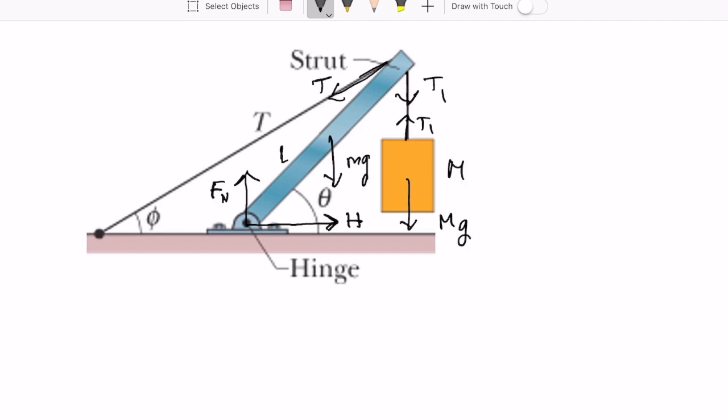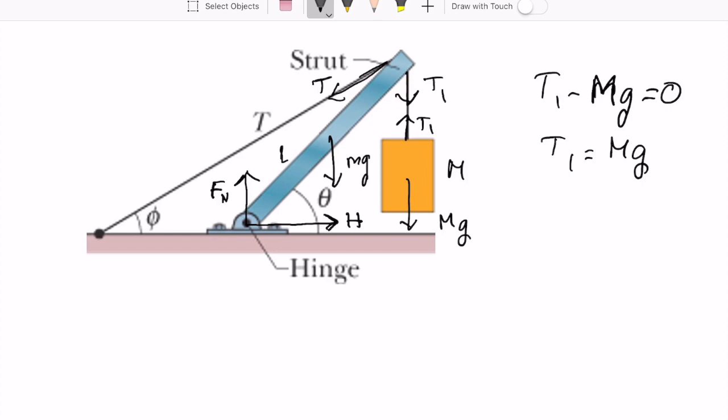So if you apply Newton's second law to this yellow hanging mass, it's T1 minus capital Mg equals 0. I've just chosen a sign convention: upward is positive and downward is negative. So you can see from here that T1 is just equal to capital Mg. So we know what T1 is. We can easily find it. It's 225 multiplied by 9.8, so whatever that comes out numerically, you have its value. All right, now let's apply the equilibrium equations to the strut.